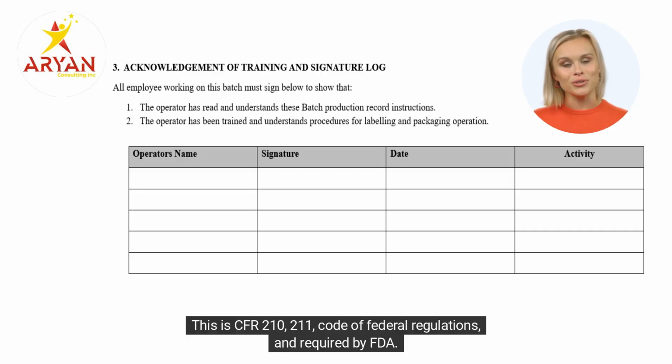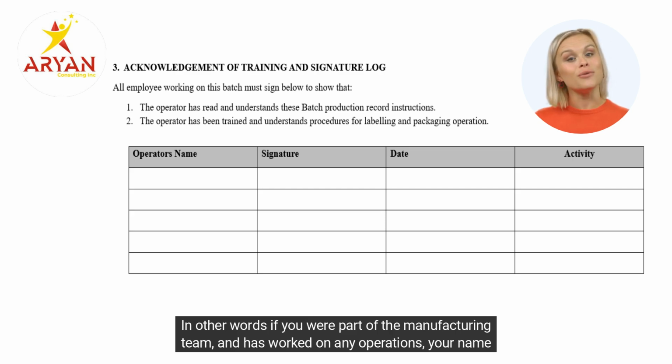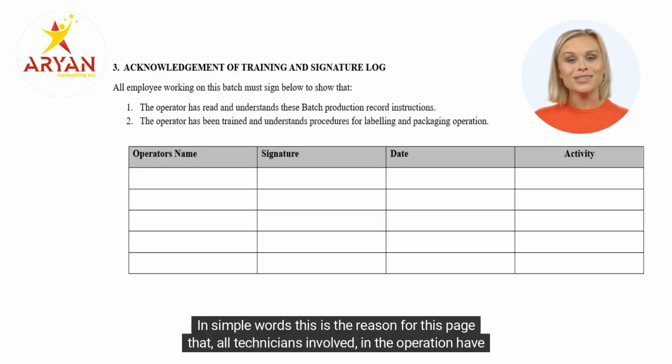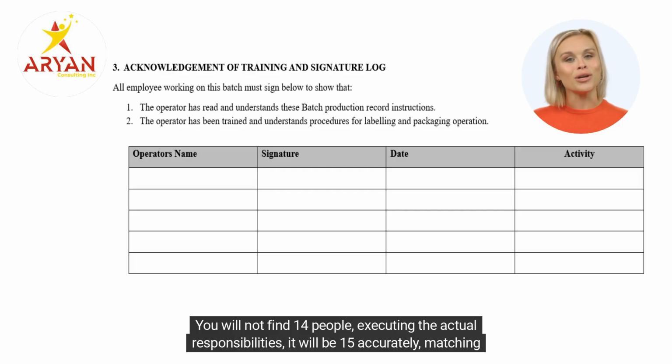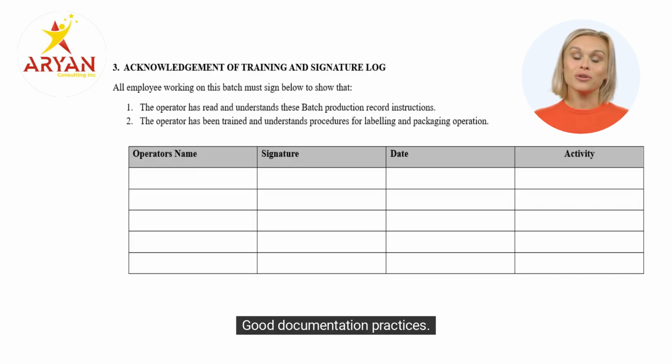This is CFR 210/211, Code of Federal Regulations, and required by FDA. In other words, if you were part of the manufacturing team and have worked on any operations, your name and signature must be here on this signature and training acknowledgement page. In simple words, this is the reason for this page: all technicians involved in the operation have signed here. If 15 signatures are on this page, you will not find 14 people executing the actual responsibilities. It will be 15, accurately matching this page, unless someone forgot to sign this first page. Good documentation practices: information should always reconcile.